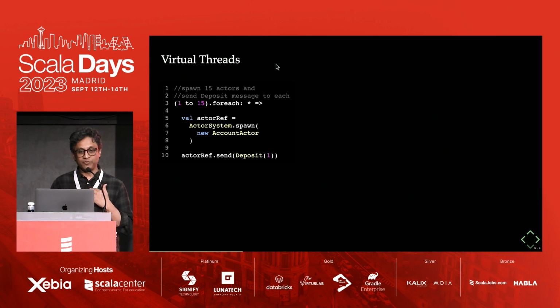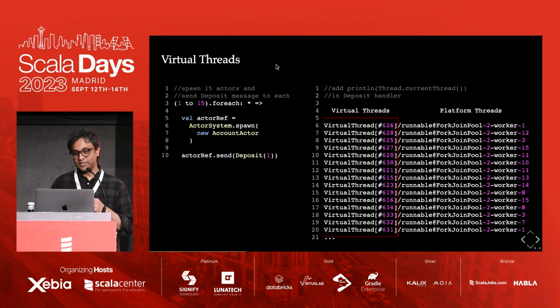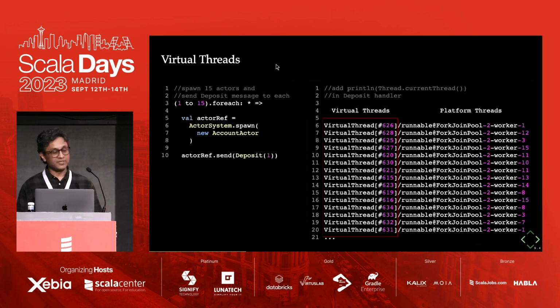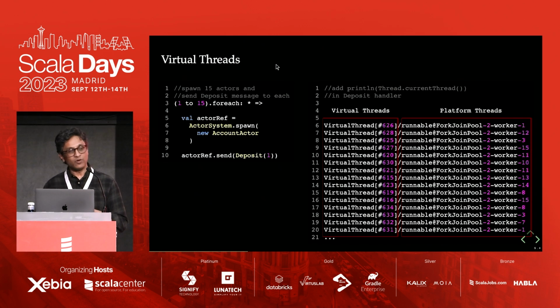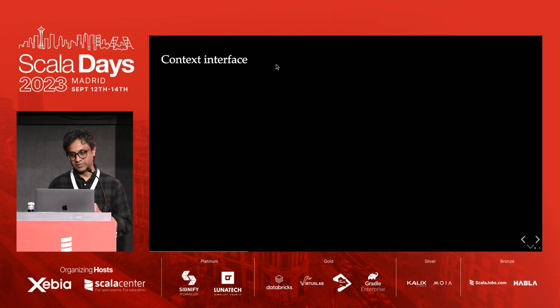So if you run a small test for spawning 15 actors, then you see that all these threads are virtual threads, and they are being spawned on a small number of maybe 16 odd platform threads, which are equal to the number of cores on this machine. So this one nice property of actors that they are lightweight, or they were always lightweight, we achieve that by simply plugging in a different factory in the executor. All right.